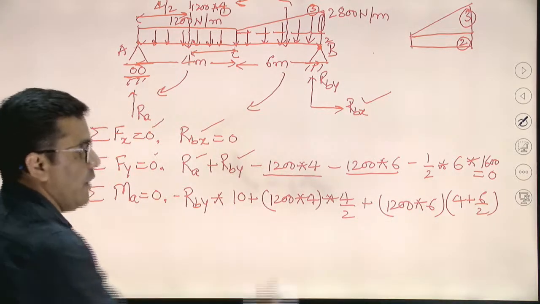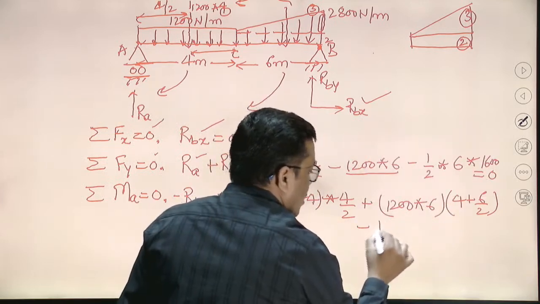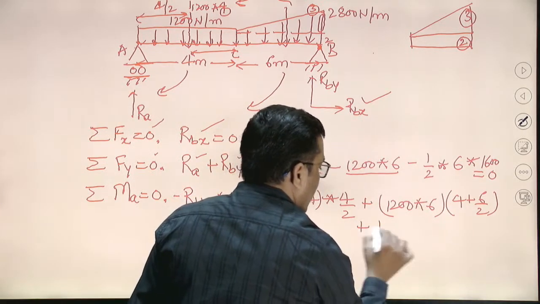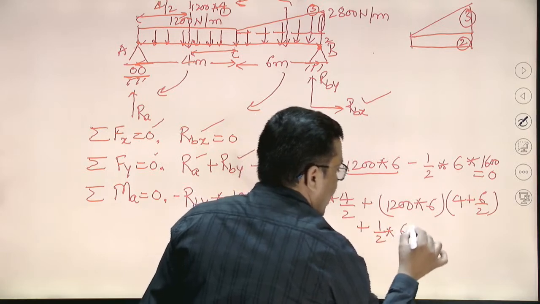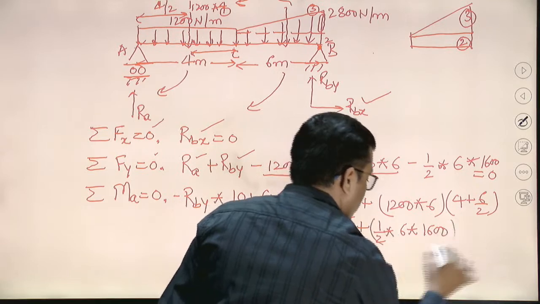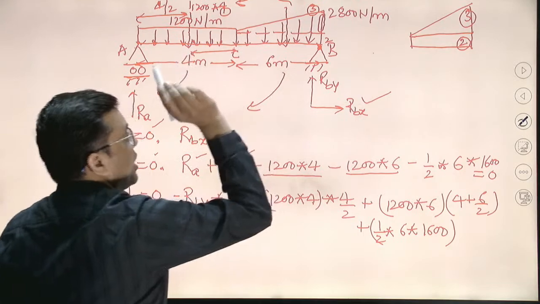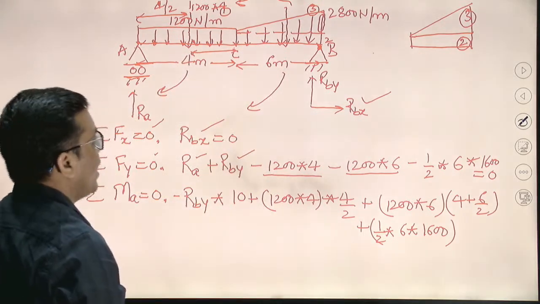Okay. Now I am coming to the last one. This is UBL. Half into 6 into 1600. This is the load, the total load of the UBL. From C to B, how far will it be?